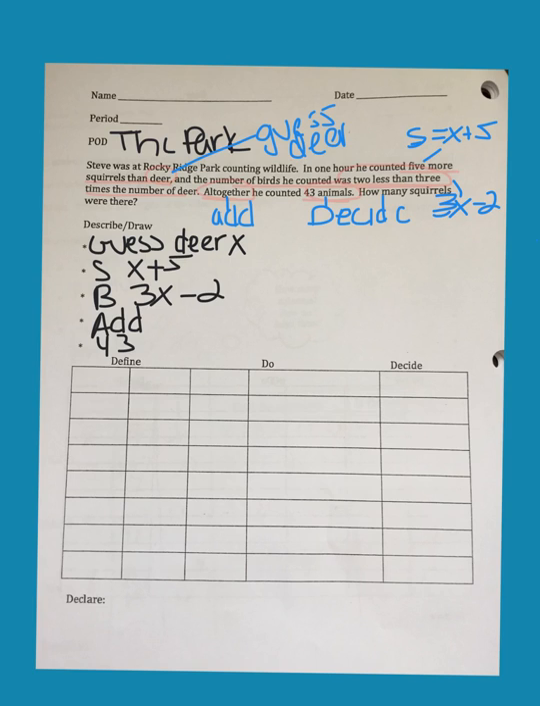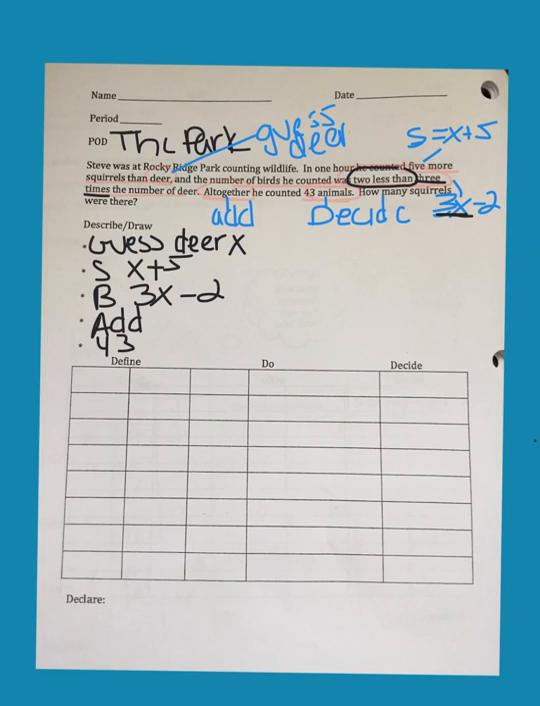Now the number of birds, this was more difficult than the other ones we've done because it was 2 less than 3 times the number of deer. So over here, if you notice, I put the 3 times first. And that's because in order of operations, we multiply first. So it's really important that that 3 times goes first, and then 2 less than tells us to subtract. So I multiply 3 times x, and then I subtract 2, because that's what our order of operations would tell us to do.